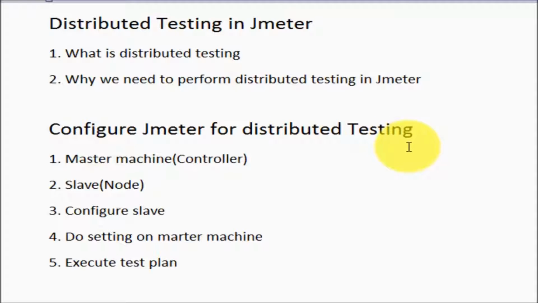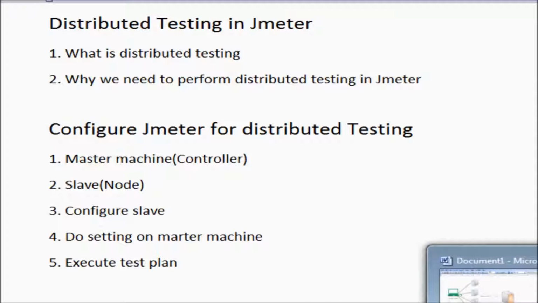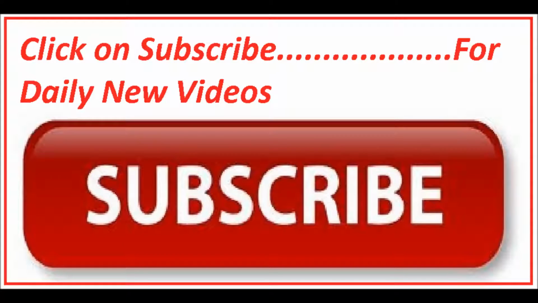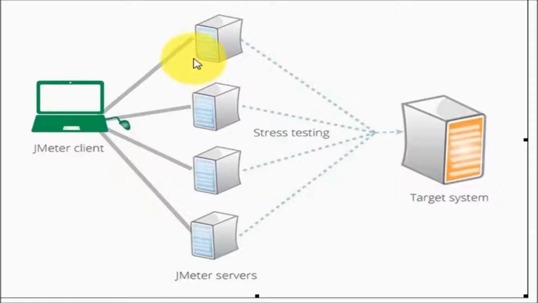First of all, the machines or all the nodes, like here we can see we have these node machines, which we can call JMeter servers, and that's the JMeter client. It is suggested that on the JMeter server and on the JMeter client, we should have the same version of JMeter.